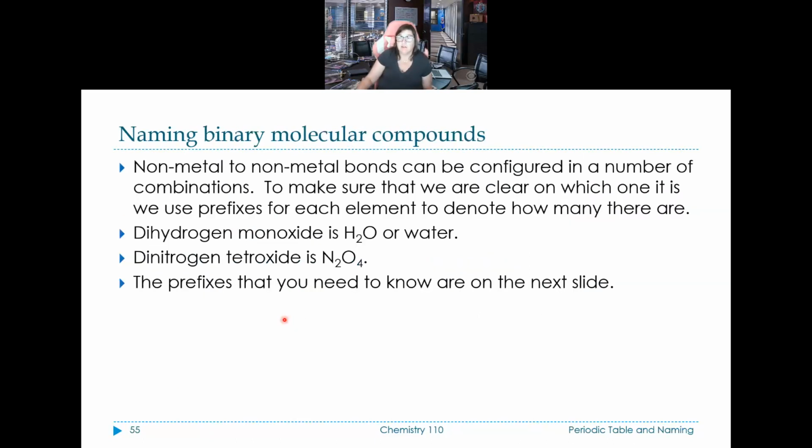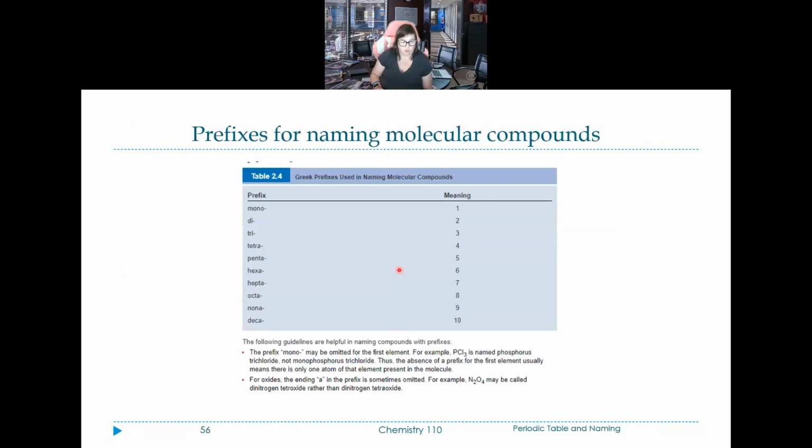Let's talk about naming binary molecular compounds. Non-metal to non-metal bonds can be configured in a number of combinations, so to make sure that we are clear on which way it is, we use a prefix for each element to know how many there are. Dihydrogen monoxide is H2O, or water. Dinitrogen tetroxide is N2O4. Like I said, these are the prefixes that you need to know and be able to work with. Occasionally we'll get something bigger than 10. That's something that you should be given if you need it, okay?